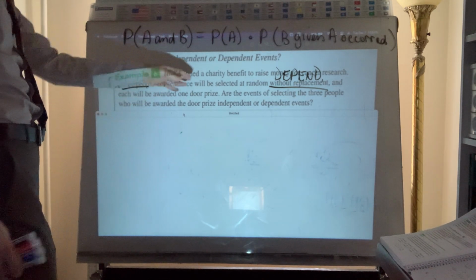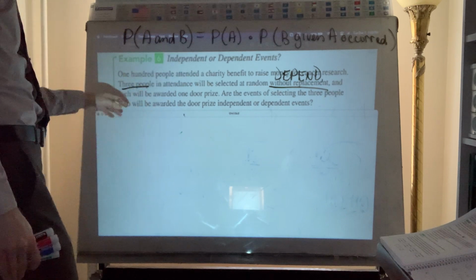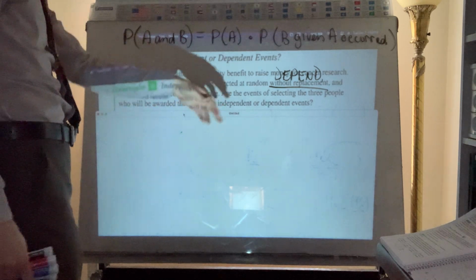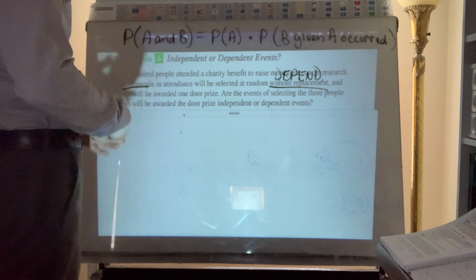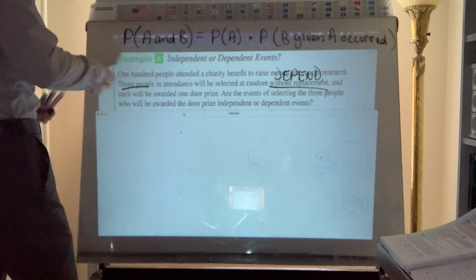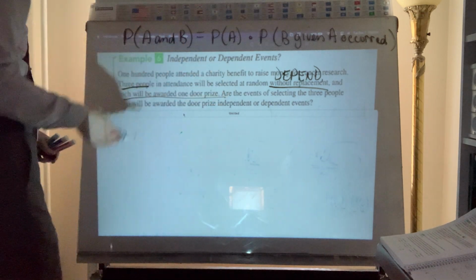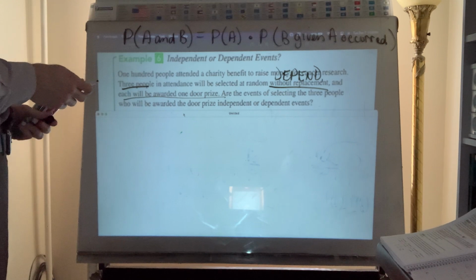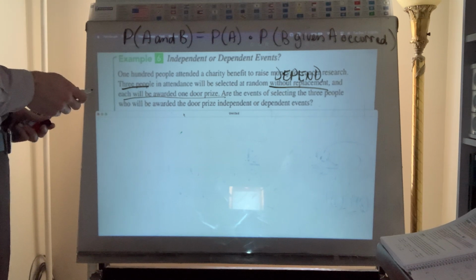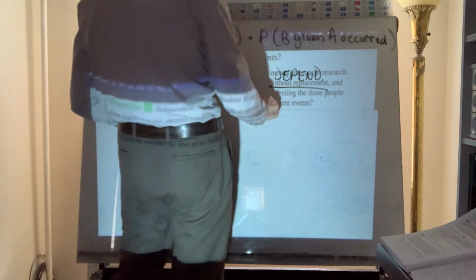3 people in attendance will be selected at random without replacement, and each will be awarded 1 door prize. Oh boy. Are the events of selecting 3 people who will be awarded the door prize independent or dependent? It's dependent.